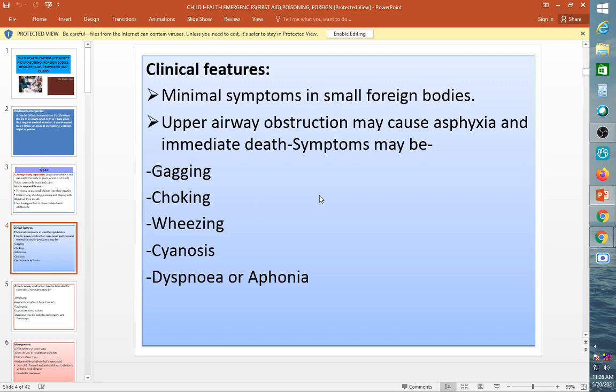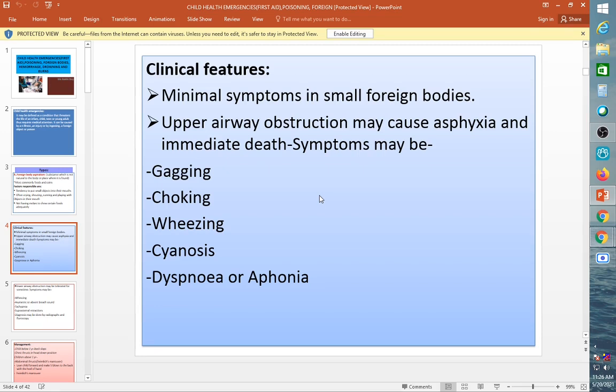So, clinical features. Please read out somebody. Clinical features of foreign body aspiration: minimal symptoms in small foreign bodies. Upper airway obstruction may cause asphyxia and immediate death. Symptoms may be gagging, choking, wheezing, cyanosis, dyspnea or apnea.